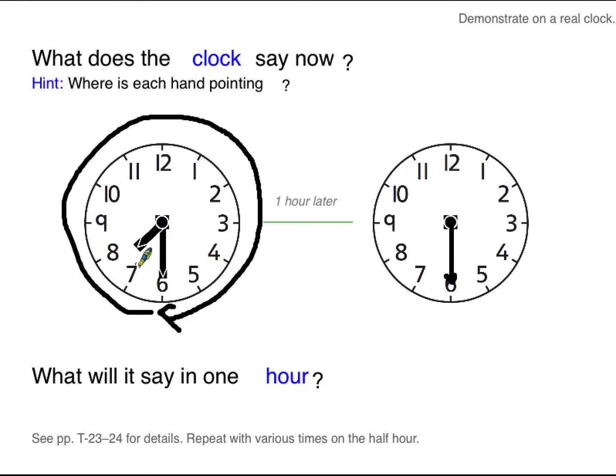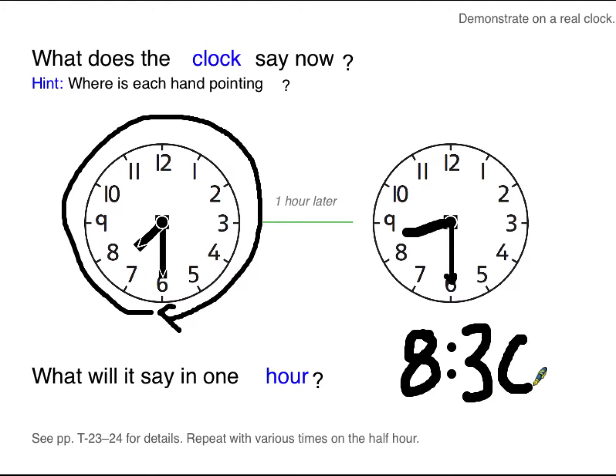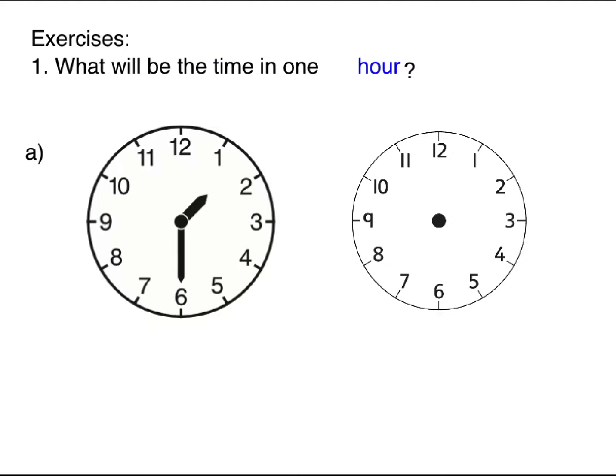Here, it's in between the 7 and the 8, so it's 7:30. What's 1 more than 7? 8. Halfway past the 8, which is 8:30. So today in your math book, you're going to be doing 1 hour later almost all the time.